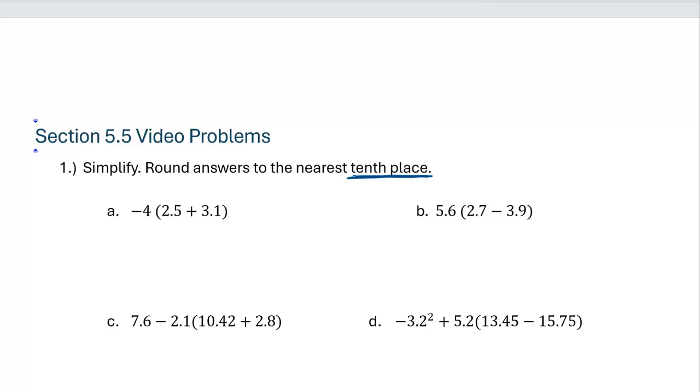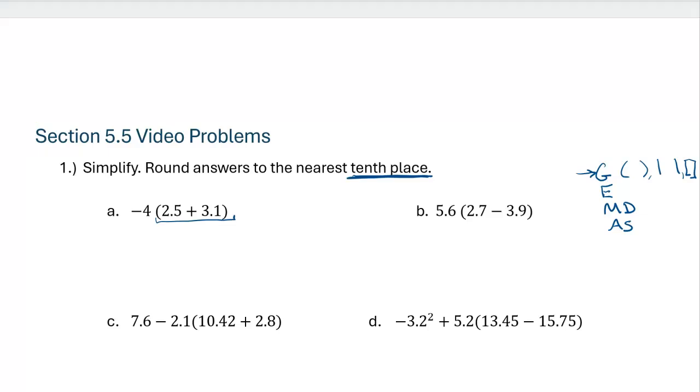The other thing that I always do is write my GEMDAS, because again, GEMDAS is a map and I need to look at my map before I go somewhere. Otherwise, it's a very good probability that I will get lost. So looking at number 1, order of operations, right? Grouping is the first thing I need to do. Parentheses, absolute value, brackets, right? And here I see parentheses. So that is where I have to start.